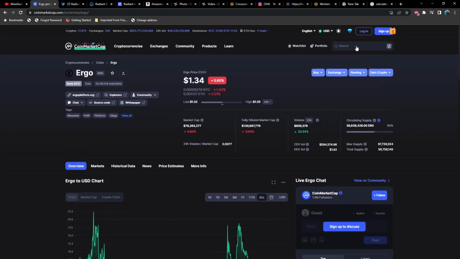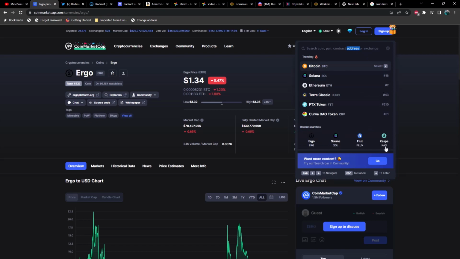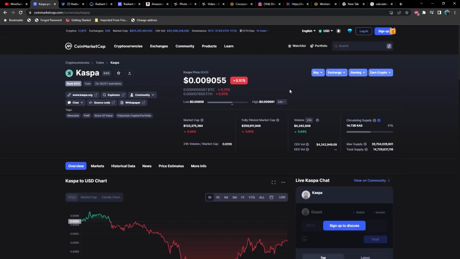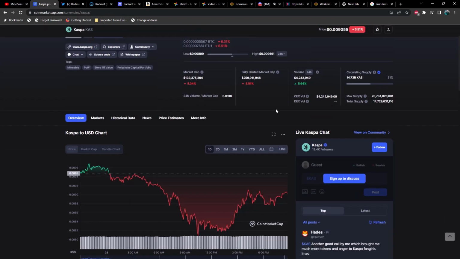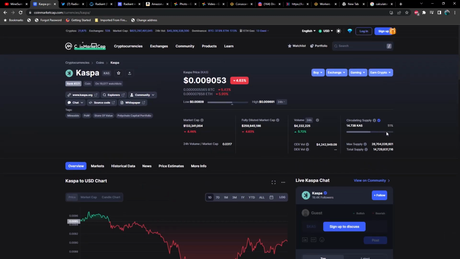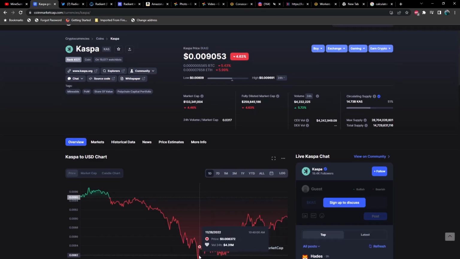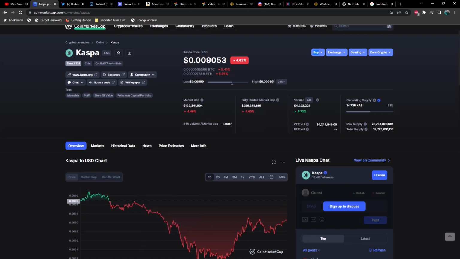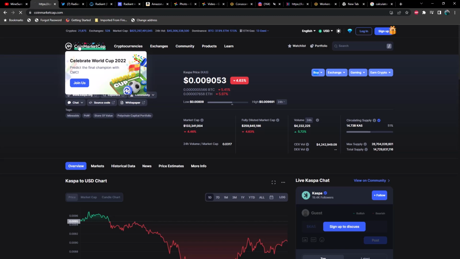Next, let's take a look at Caspa. So Caspa took a little bit of a dip today, but it's already gained most of that back. We are currently sitting at 0.009 cents, and we got down to, I think, 0.008 cents. So we've already climbed up about 10% at the time of recording, which is about 9 o'clock on November 28th, 2022. And let's go ahead and take a look at the whole crypto market.